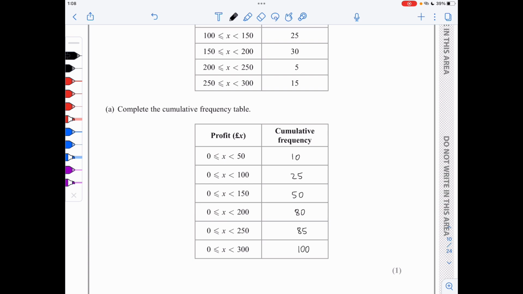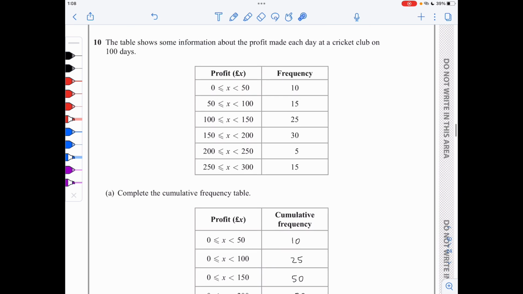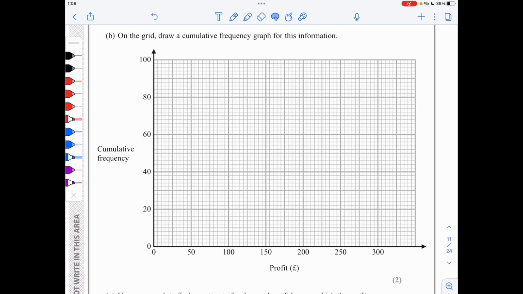Remember that the final number on a cumulative frequency table should be the total frequency, which was given to be 100. In part B, we need to draw the cumulative frequency graph. So we start by plotting the cumulative frequencies against the class endpoints, and we join them with straight line segments. Remember that the examiner is also accepting you joining them with a smooth curve. However, it's easier if you just join them with a straight line between the consecutive crosses.